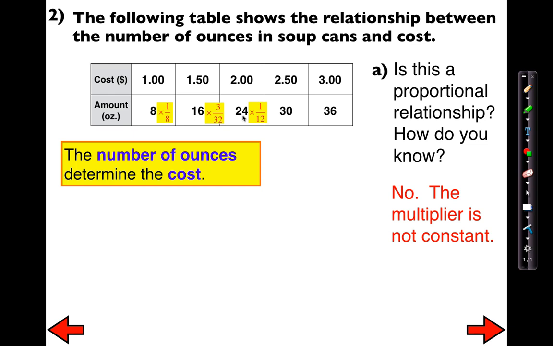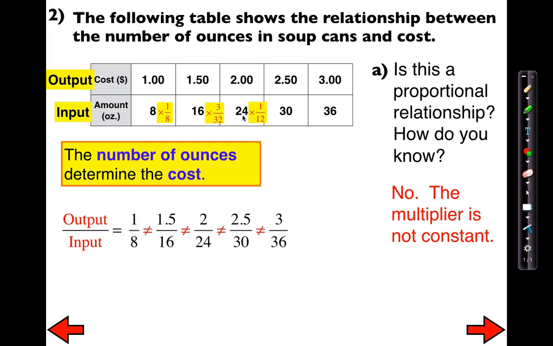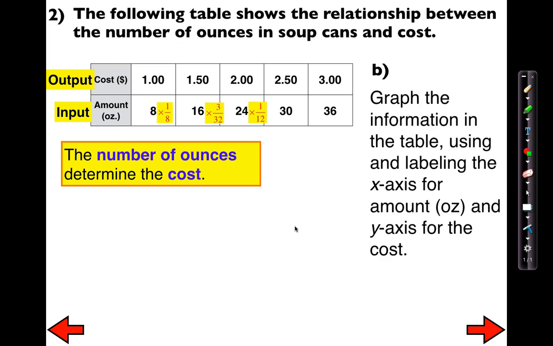So here, let's remind ourselves. The number of ounces is what determines the cost. So the number of ounces is your input. It's independent. And the cost is your output. It's the one that is dependent on the amount. So here, if we set up the ratios as output over input, we would have 1 over 8, which doesn't happen to equal 1.50 over 16, because that reduces to 3 over 32. This reduces to 1/12. And again, you'll see that all of these do not equal each other. So therefore, it is not a proportional relationship.